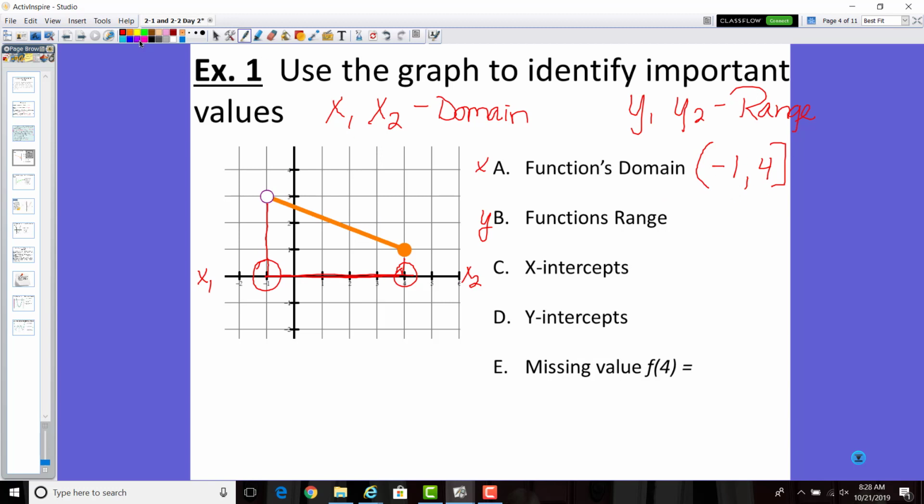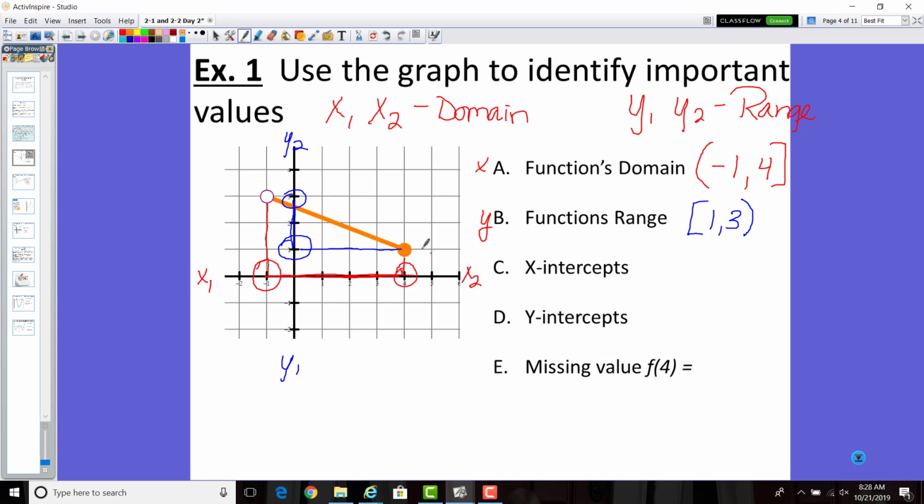Okay. Now my range goes from bottom to top. y1 here, y2 here. Well, as I go up this y-axis, this ordered pair has a y value of 1. So we will have a bracket and a 1. And then every ordered pair up to 3, but since the ordered pair that contains the y value of 3 is open, we will put a parenthesis behind it. Okay.